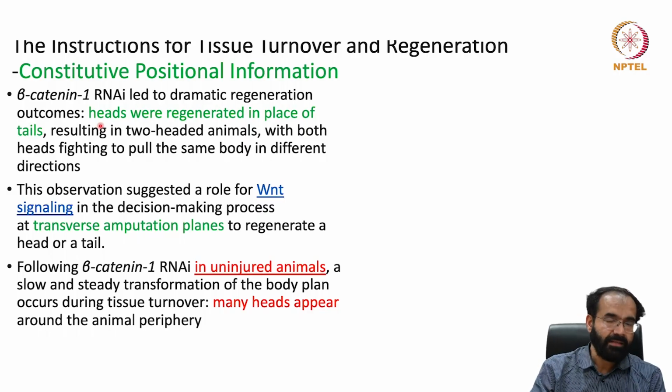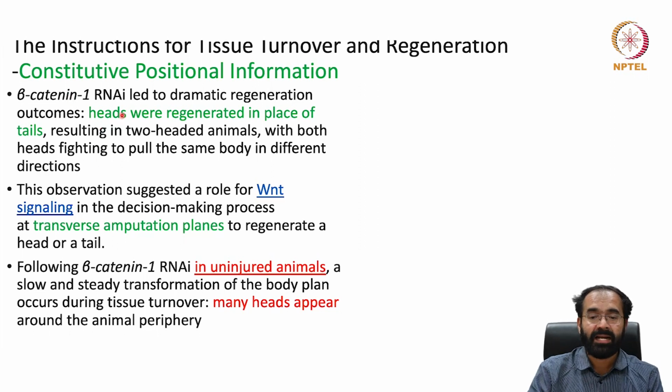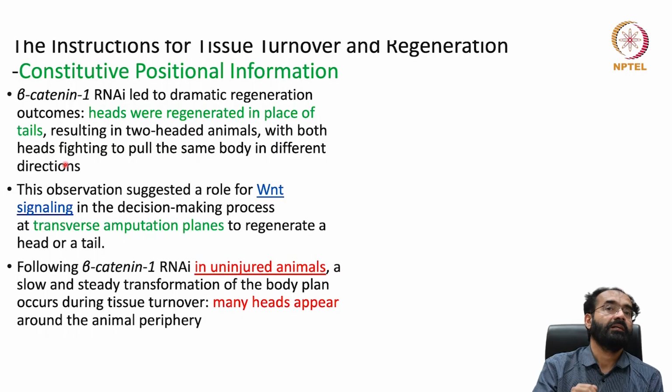Beta-catenin RNAi. Again, we are going back to beta-catenin, because lots of research has been done, and the anterior-posterior axis is maintained via Wnt beta-catenin signaling. Beta-catenin RNAi led to dramatic regeneration outcomes. Heads were regenerated in place of tails. We have seen it. If you make a cut, a head will normally form, but if you block Wnt signaling, beta-catenin RNAi, the other end also will end up getting a head, resulting in two-headed animals with both heads fighting to pull the same body in different directions.